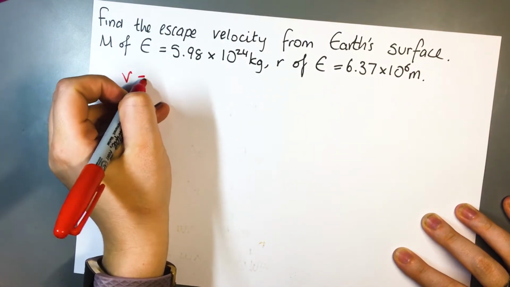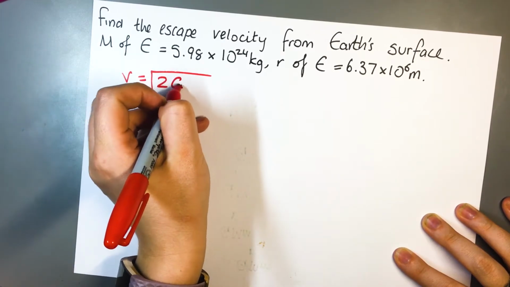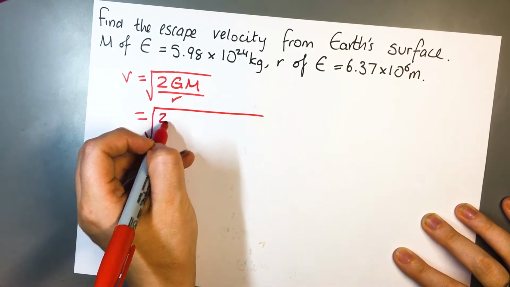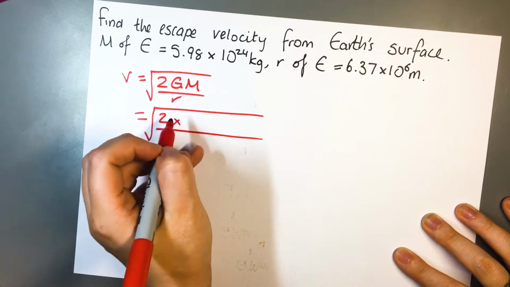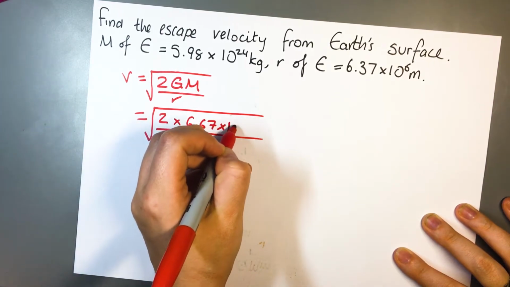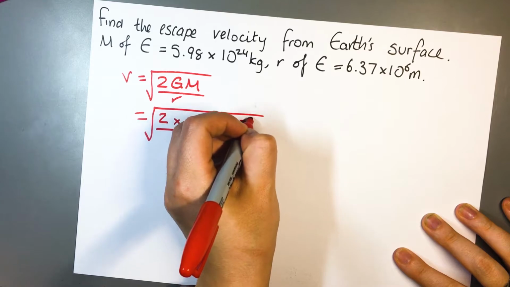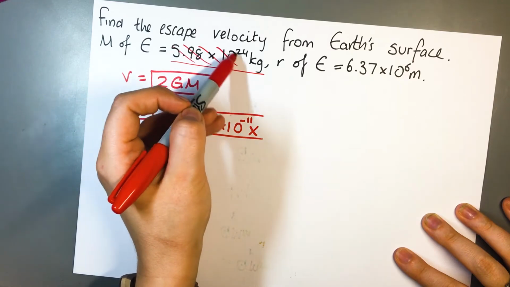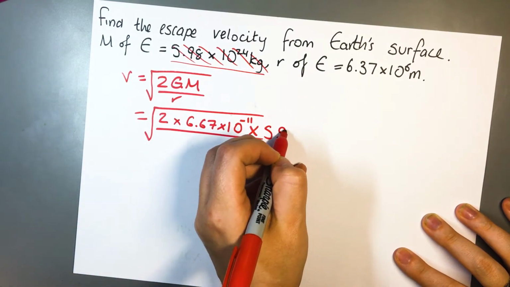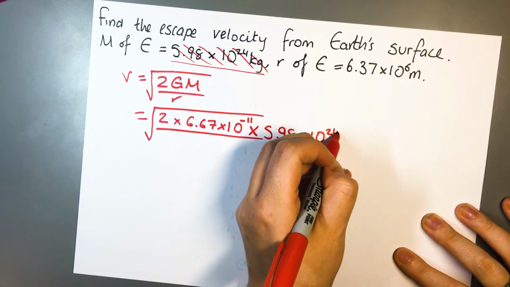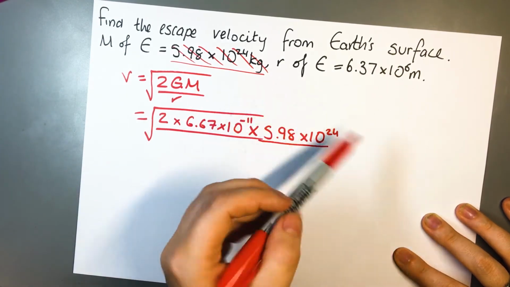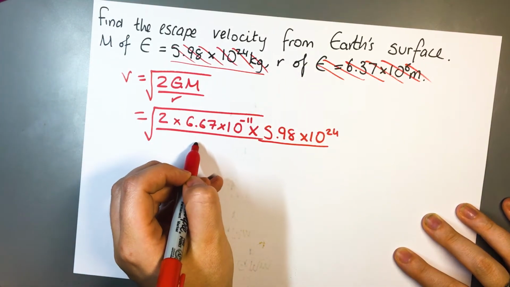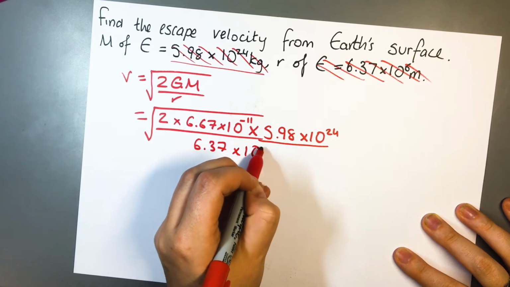So v equals the square root of 2GM over r. It's going to be the square root of 2 times G, which as you know is 6.67 times 10 to the minus 11. Your m is given in the question, so I can cross that out. I've used this value up, which is 5.98 times 10 to the 24. Then you divide it by your r, which is here, so I've used that now. That's 6.37 times 10 to the 6.